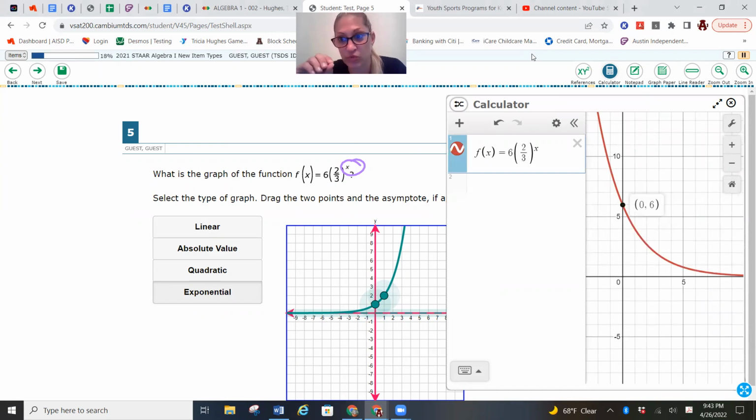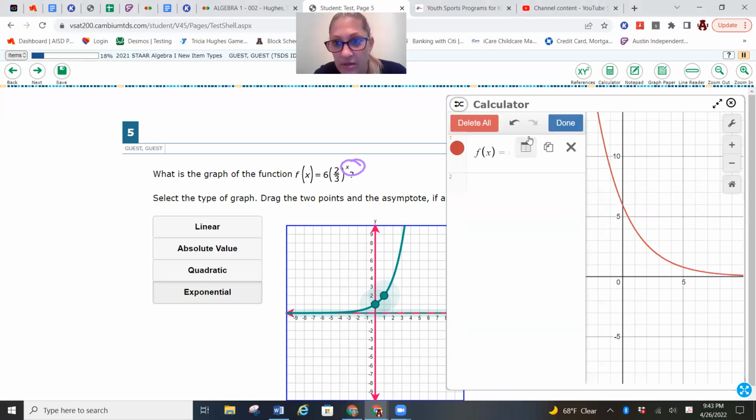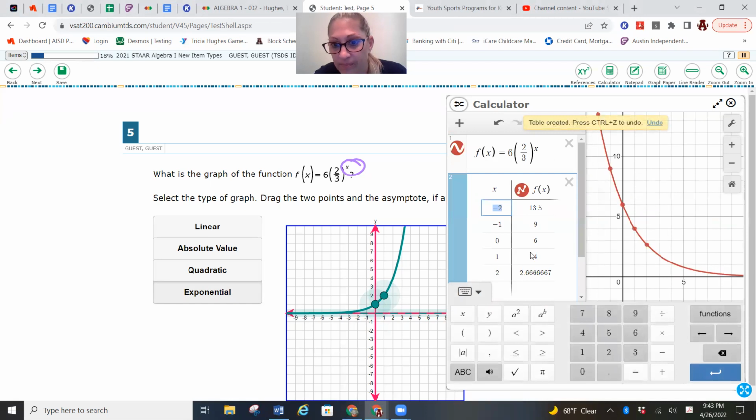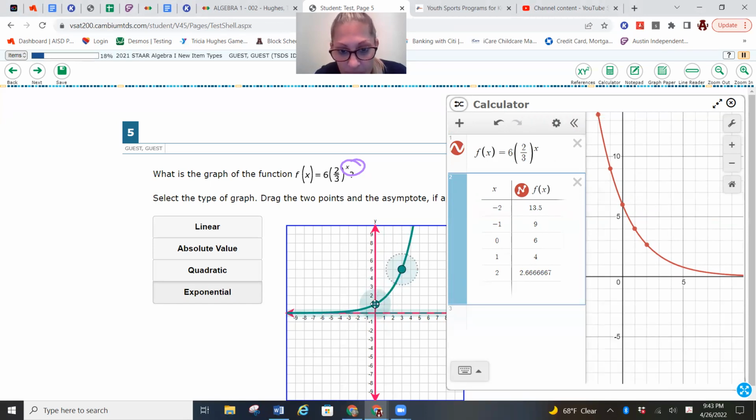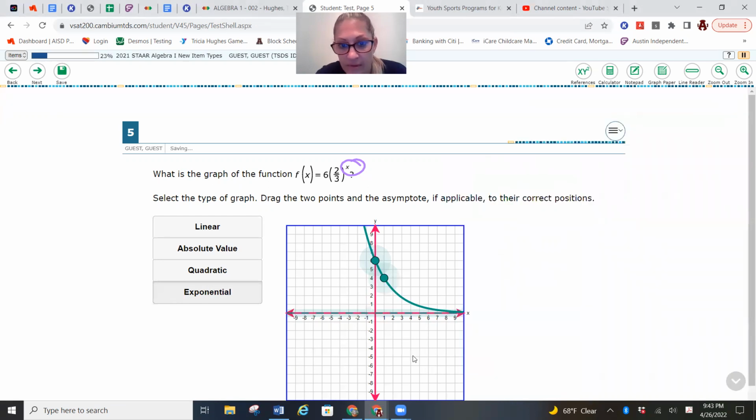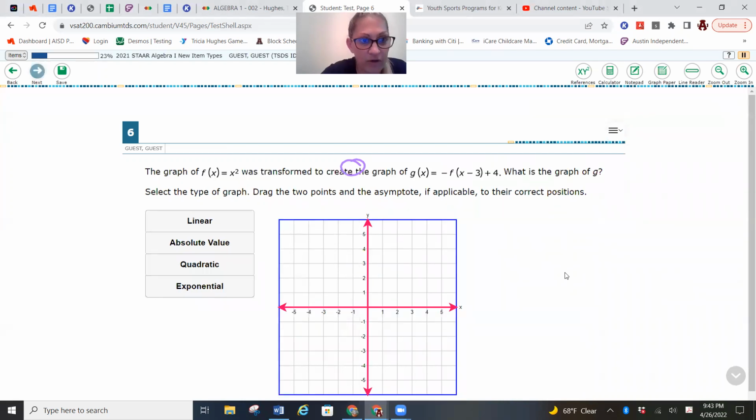It is a (0, 6) y-intercept. It looks like it crosses right there at over 1, up 4. Don't guess. Change that to a table and just look at these points, (0, 6) and (1, 4). What you're going to do now is take that and move that to (0, 6). Take that and move it to (1, 4). Lock it in. Save it, and move on.